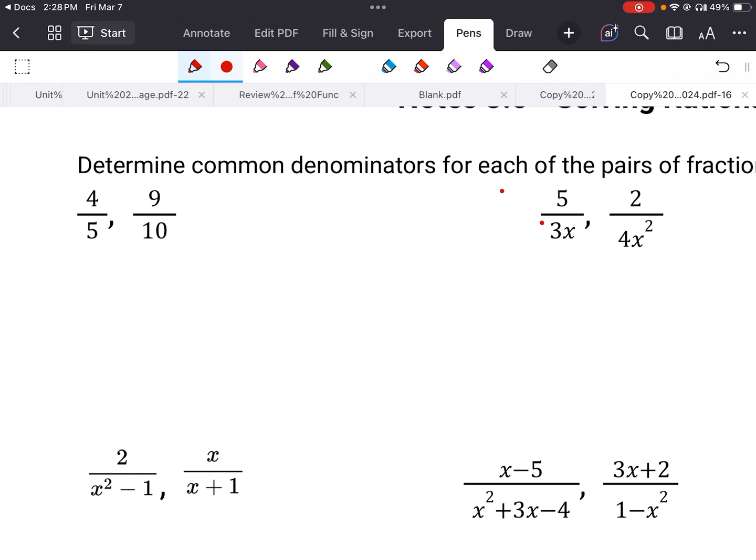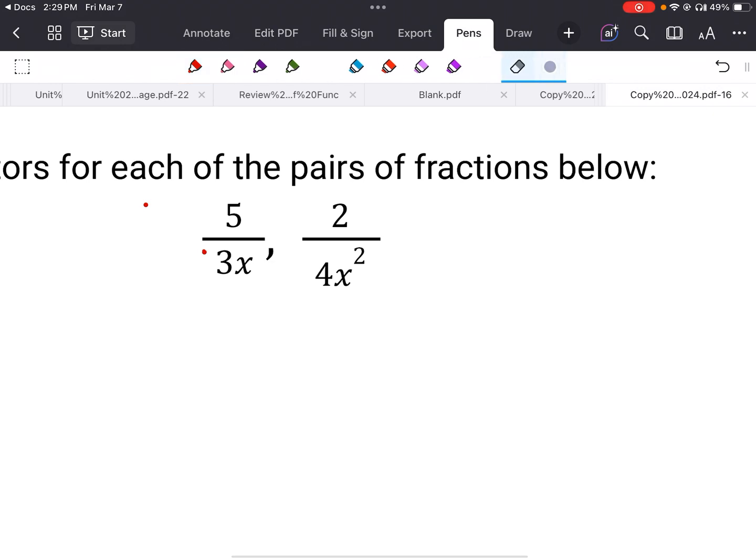Okay, very simple one. We're just working with numbers, so a common denominator here of 5 and 10. Well, we know that 5 goes into 10, so it'll just be 10. I'm not writing LCD because it doesn't have to be the lowest common denominator. It just makes things easier for us. Okay, the next one.